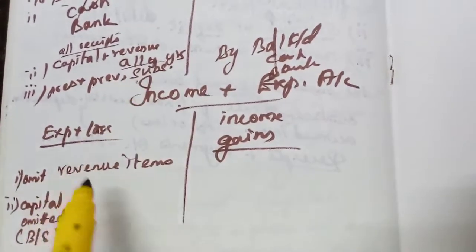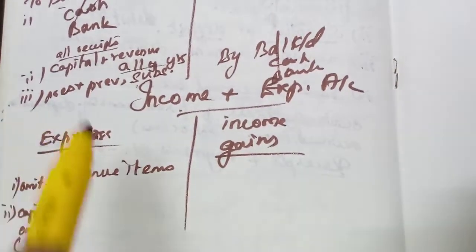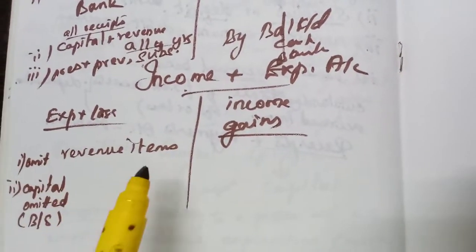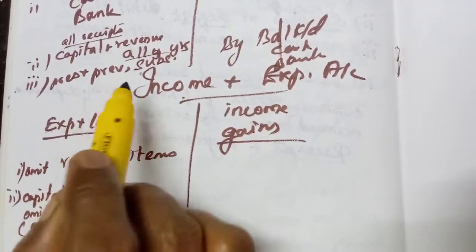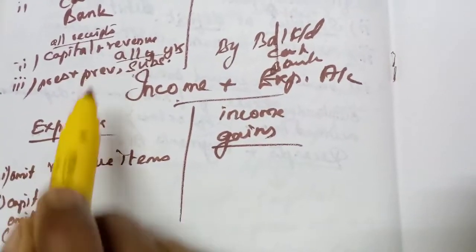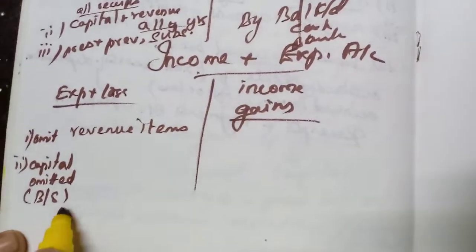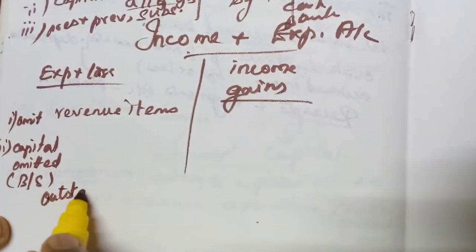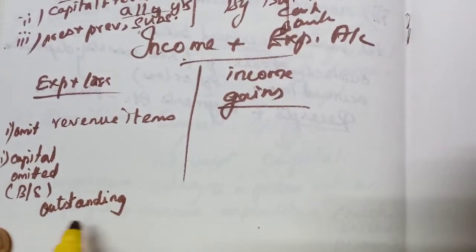But only the present year's income and expenditure will be entered in the income and expenditure account. That means not only what is actually received, but what should be received also should be added. That means the outstanding, that means the expenses related to that particular year.